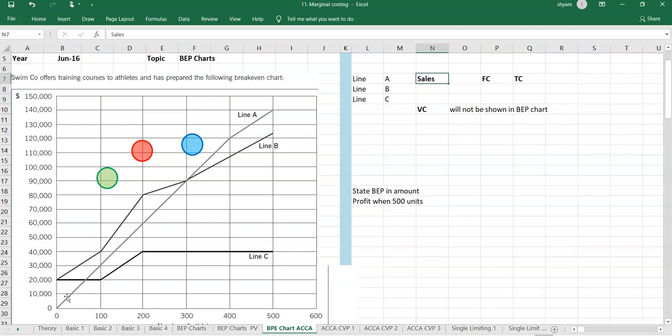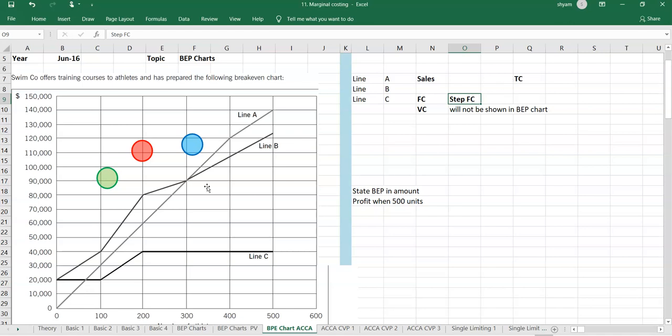Done. Now what is the C line? See, if you look at the C line, it is fixed up to a certain number of units. Thereafter it rises again, and it is fixed for some more units. So this line should be a fixed cost. We can also say it is a step fixed cost. It can be either way, both can be right, because up to here it is fixed cost. For 100 athletes it's 20,000, for 200 athletes it is 40,000. So we can say it is a stepped fixed cost.